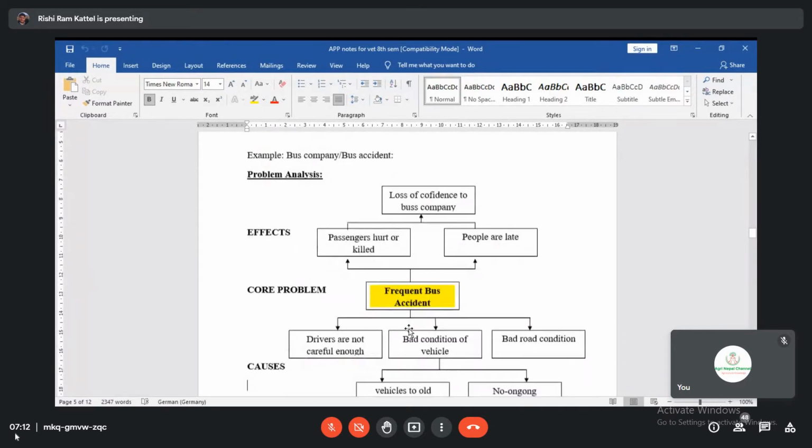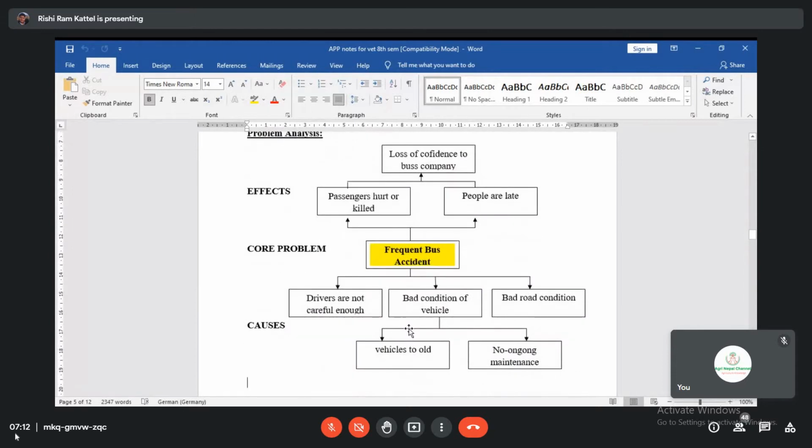This is a problem tree. Your core problem here is frequent bus accidents. This is the core problem, your starter problem. What are the causes and effects of this core problem? You have to investigate that through problem tree analysis and make a hierarchy like this. There are many causes we can discuss. For example, drivers are not enough, that is one cause. Another is bad condition of vehicles, old vehicles. Another cause is bad road condition.